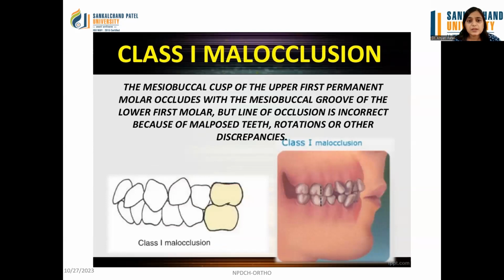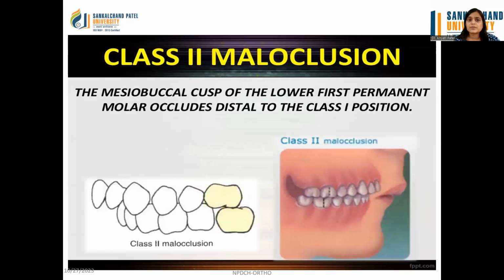Now you can see in the figure whatever we discussed just a few minutes ago. This is class 1 malocclusion and there is anterior crowding and other discrepancies. If you see in this figure, you can see the distobuccal cusp of the maxillary first molar occludes in the buccal groove of the mandibular tooth. This is class 2 malocclusion.